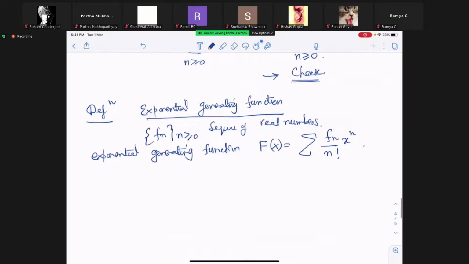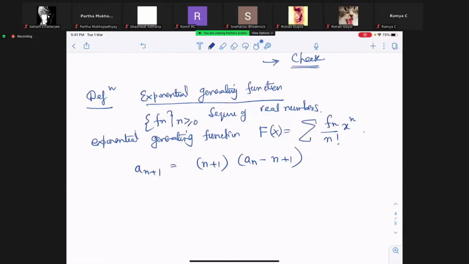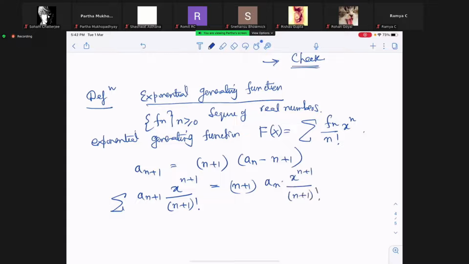So let's take this thing. Let's multiply both sides by not just x^(n+1), but also this additional factor, 1 over (n+1) factorial. (n+1) times a_n x^(n+1) minus, I just group it all together.